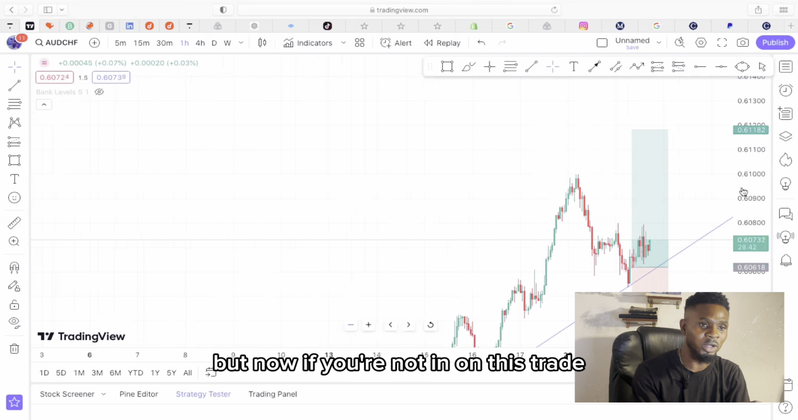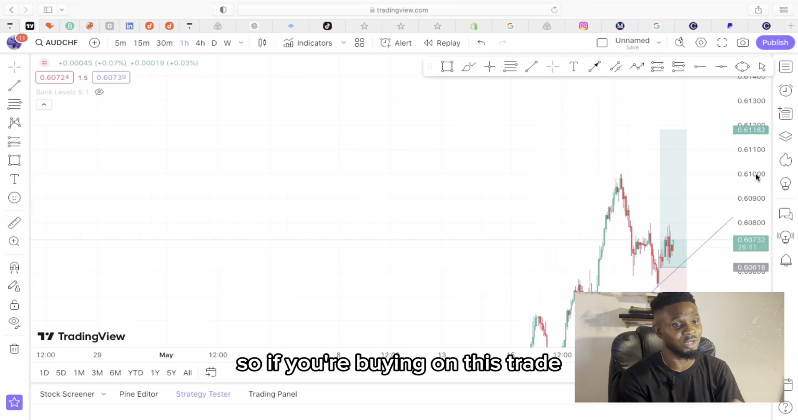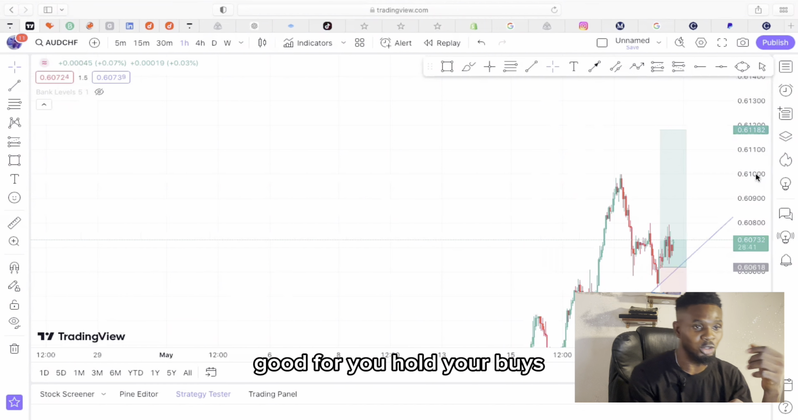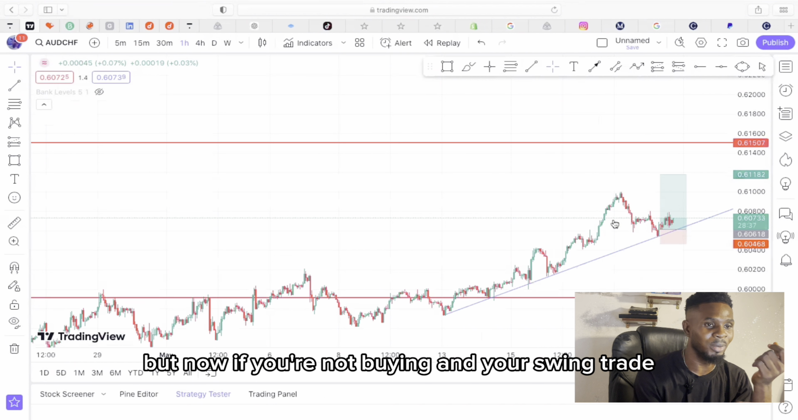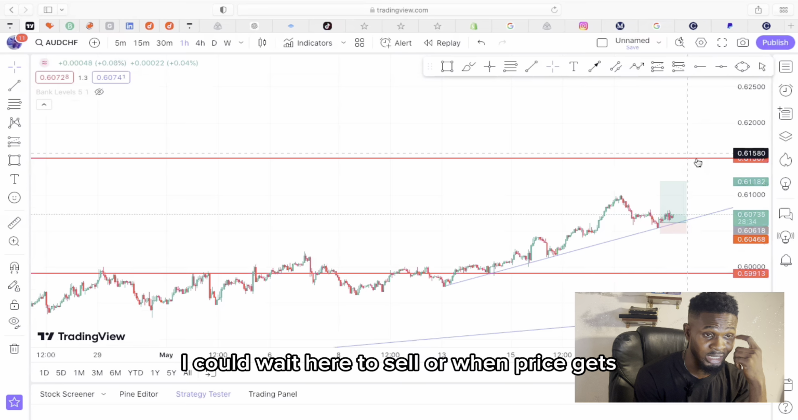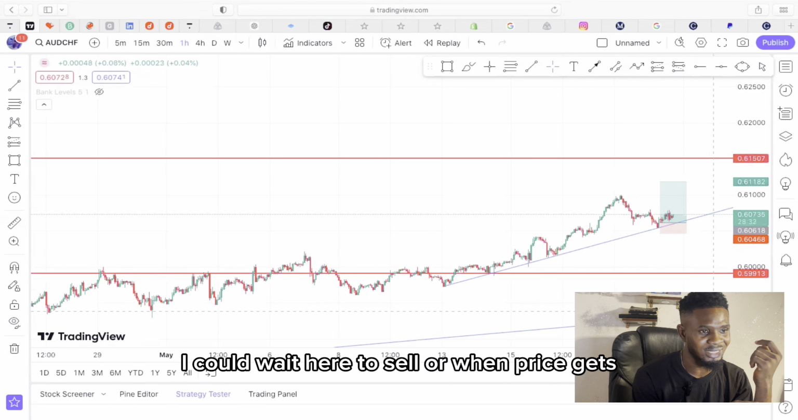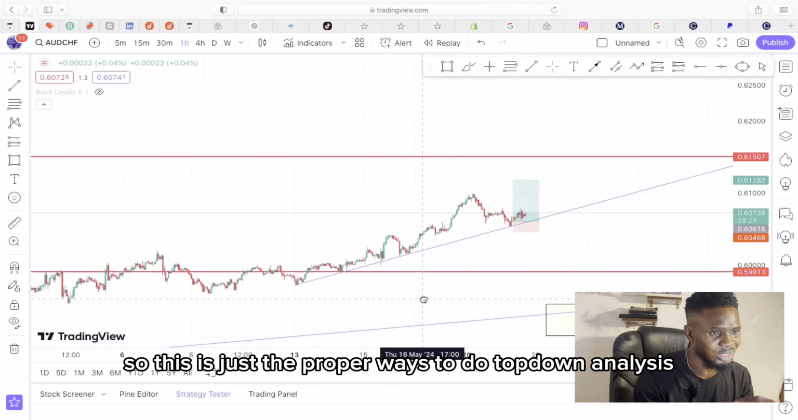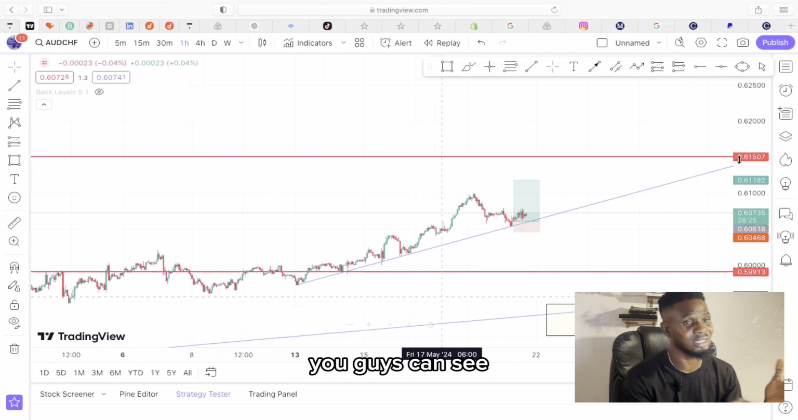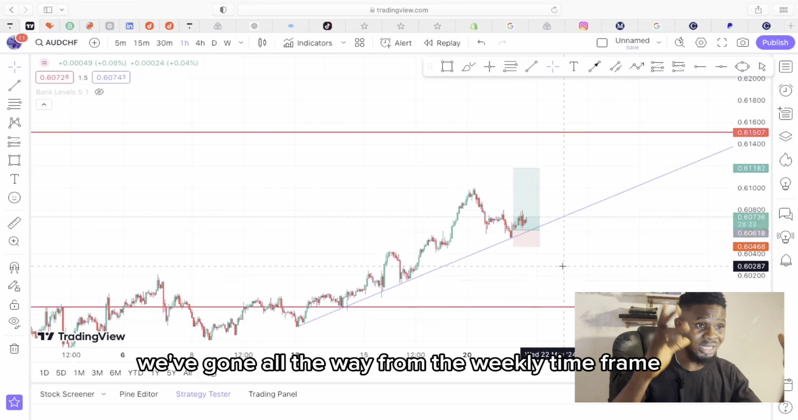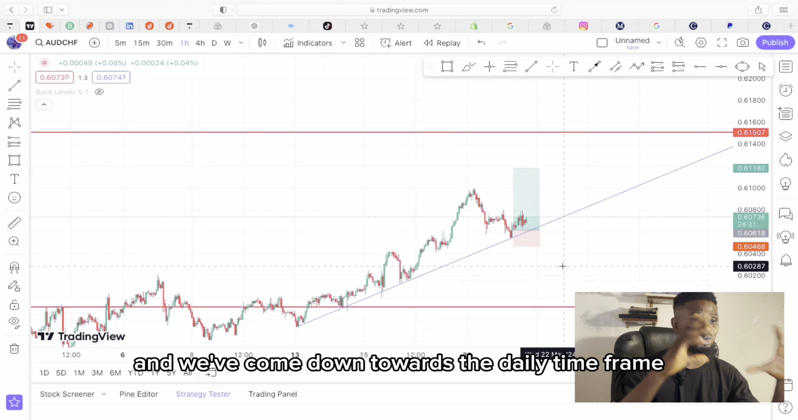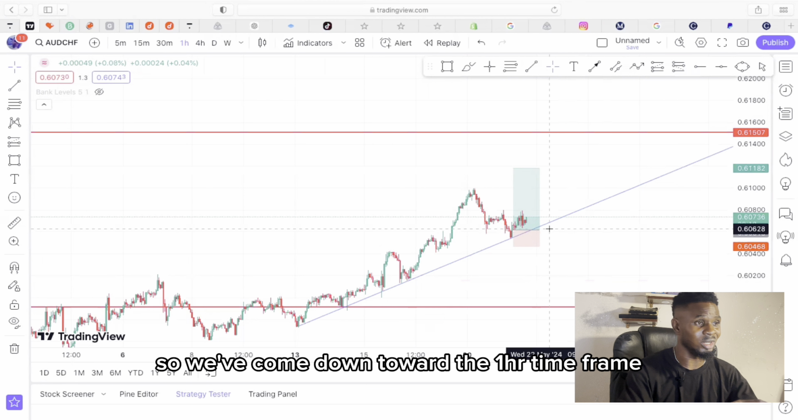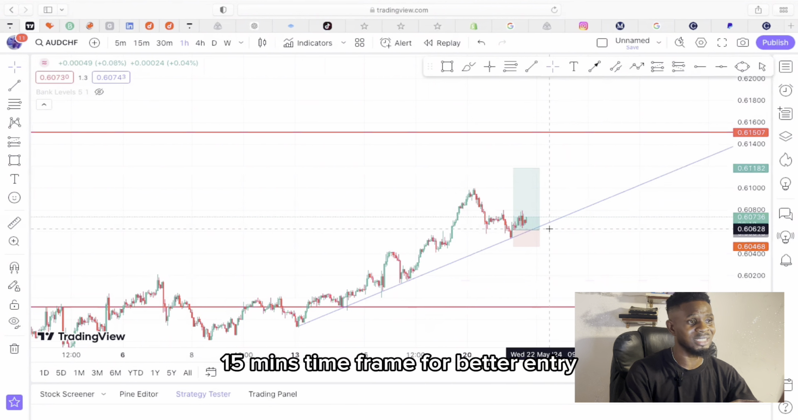But now if you're buying on this trade, good for you, hold your buys. But if you're not buying and you're a swing trader, you could wait here to sell, or when price gets here, you can buy. So this is just the proper way to do top-down analysis. You can see we've gone all the way from the weekly time frame and come down towards the daily time frame, the 1 hour time frame, and the 15 minutes time frame for better entry.